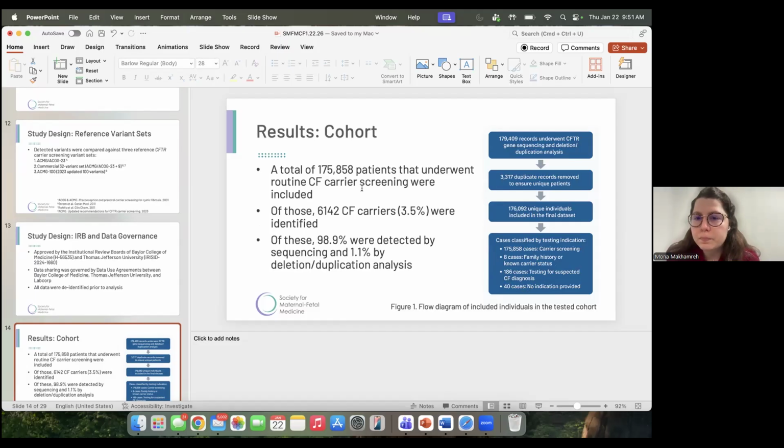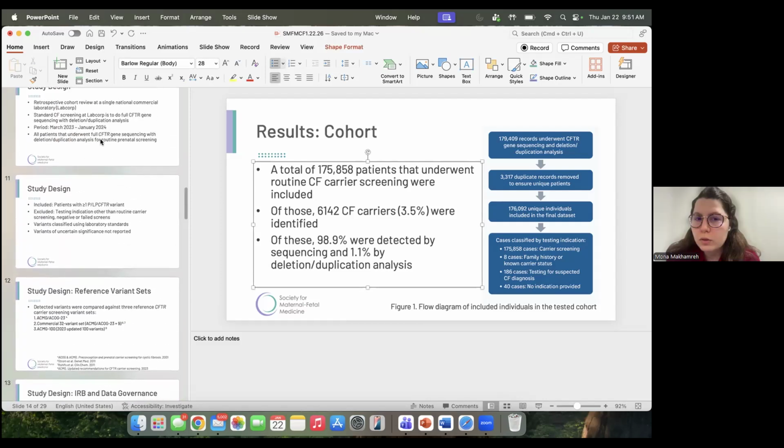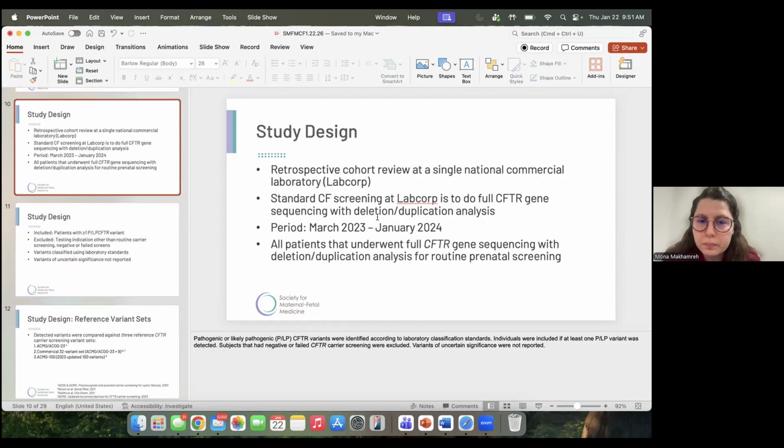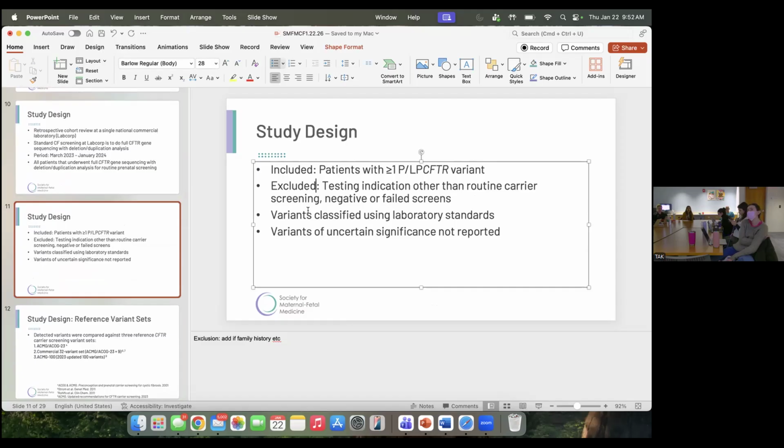That should be, if you go back to your methods, yes, study design. So I would say in March 2023, that was standard, because that's why you did the time period. And then you can have a bullet that says exclusions. She has one on the next slide. Okay, perfect.